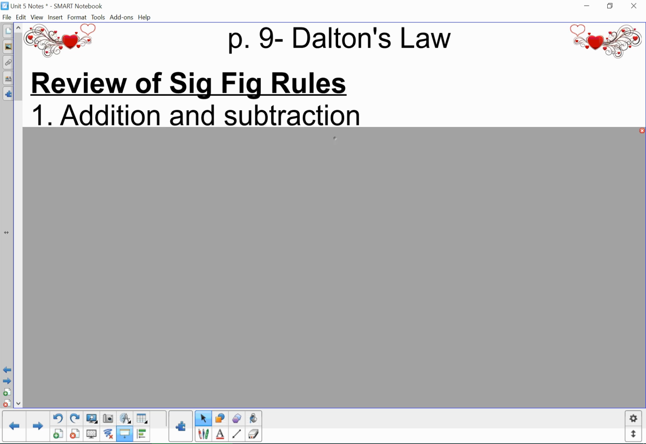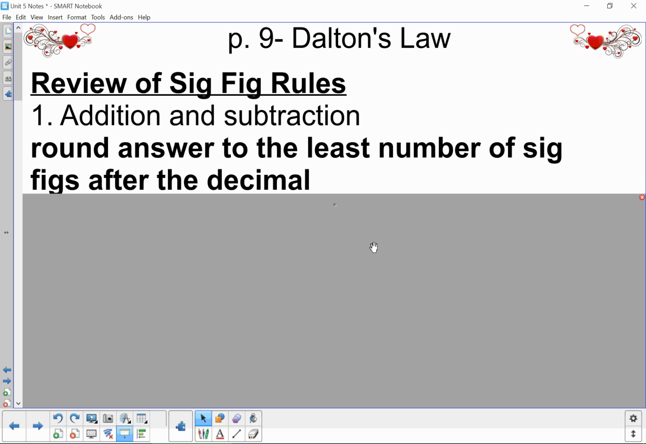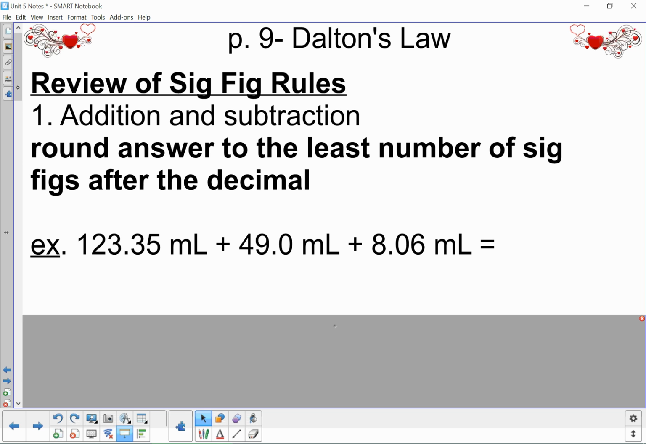Most of Dalton's law is going to have to do with addition and subtraction, and so remember the sig fig rule when you're adding and subtracting is that you're going to round your answer to the least number of sig figs after the decimal. Don't look at the whole thing, remember to only look after the decimal. So we're going to do a little bit of practice with this and make sure that you remember how to do it.